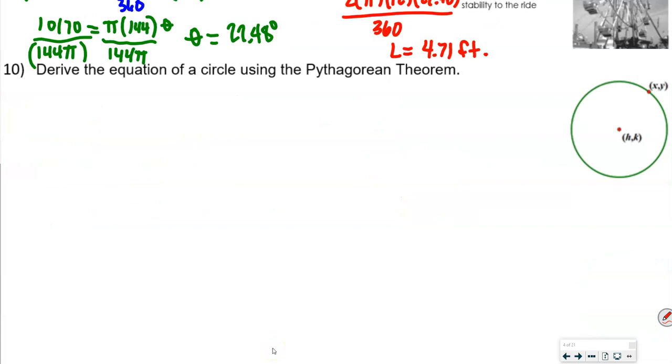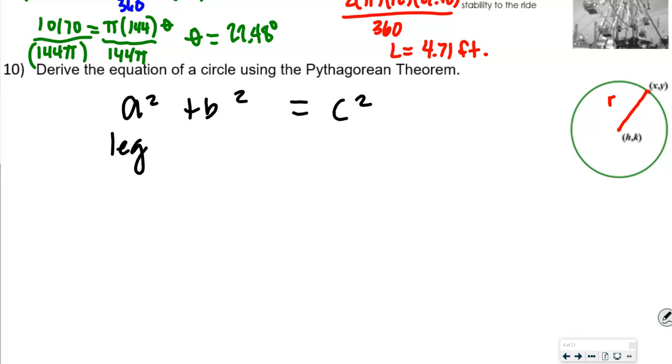Okay, so deriving the equation of a circle. So first we got our radius, right? So the radius is equal to what? So you know what, let's just go ahead and write Pythagorean's theorem first. So Pythagorean's theorem is a squared plus b squared equals c squared, right? Where this is a leg, and this is our hypotenuse, right?